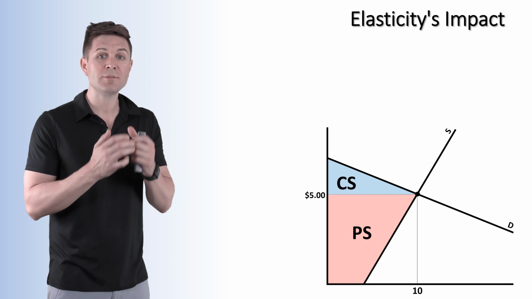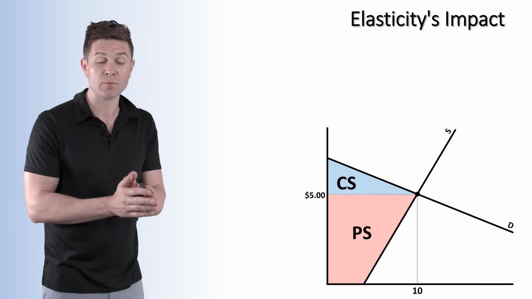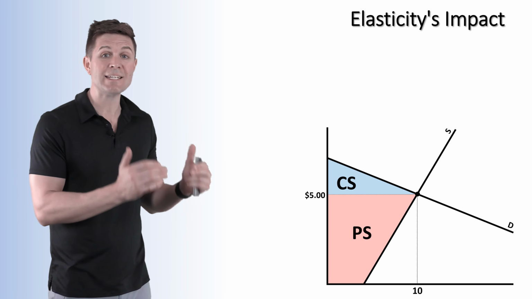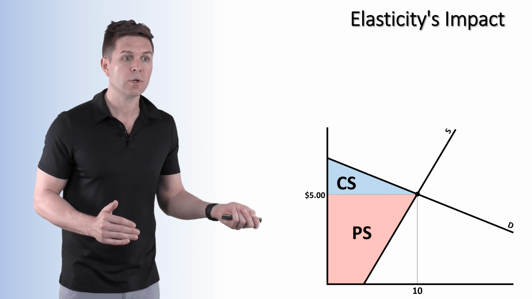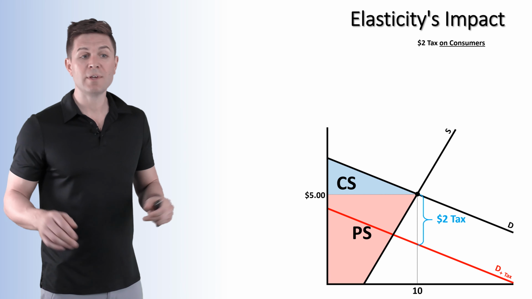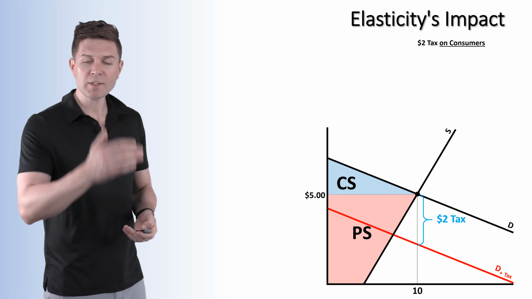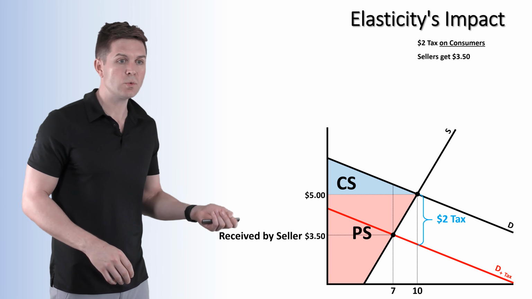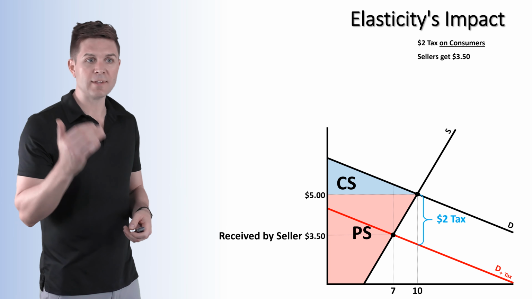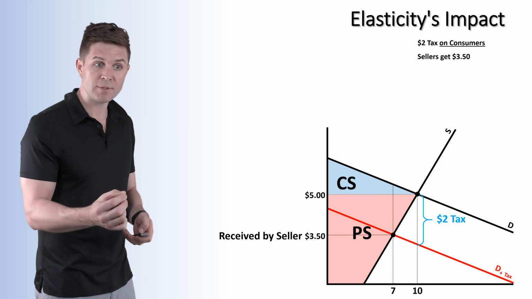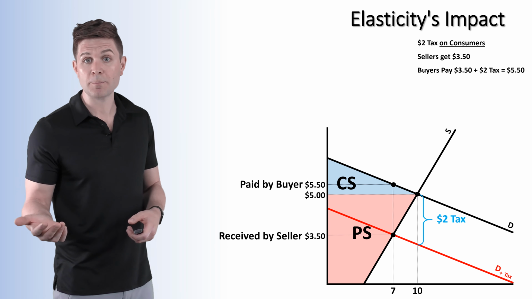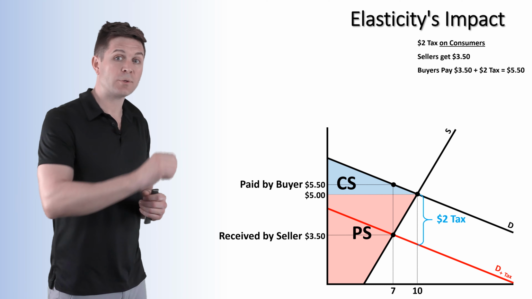We have a relatively inelastic supply curve, or inversely, a relatively elastic demand curve. All right, we're going to put a $2 tax on consumers. This shifts the demand curve down by $2. That means that the seller is going to receive $3.50 in this market, and the buyer is going to end up paying that $5.50 after he sends in the payment.